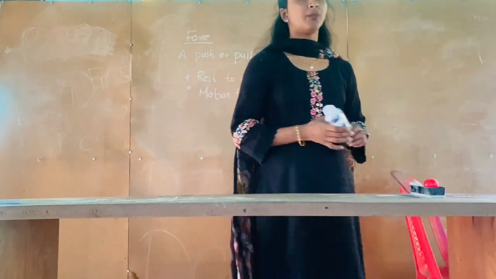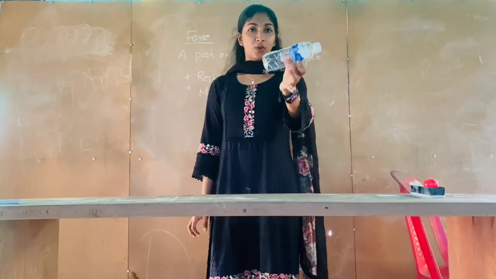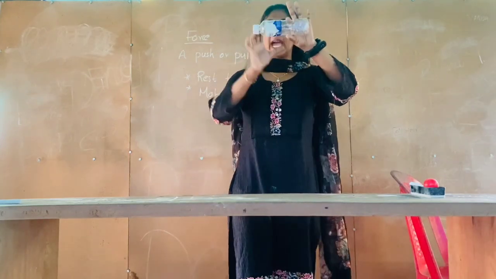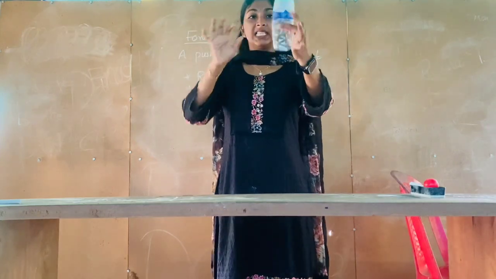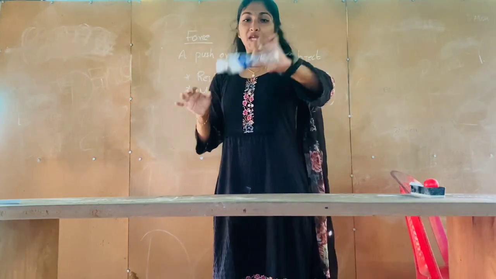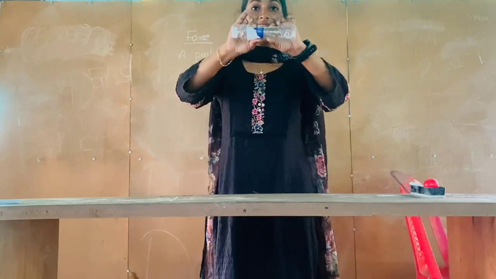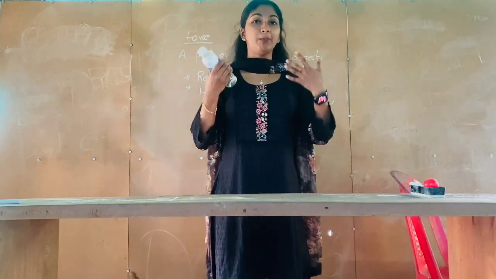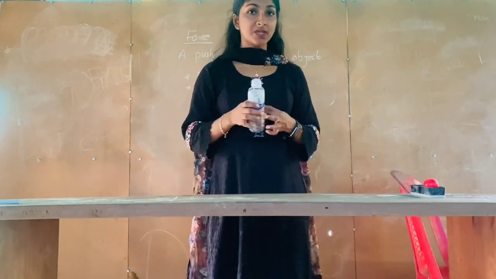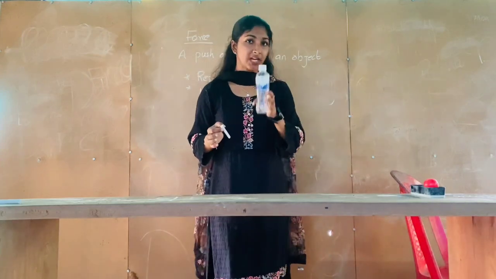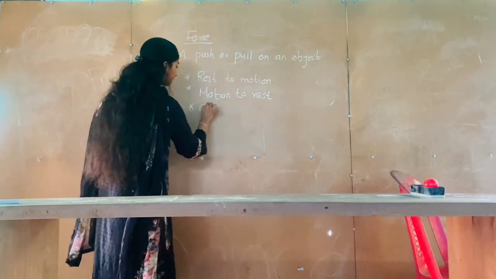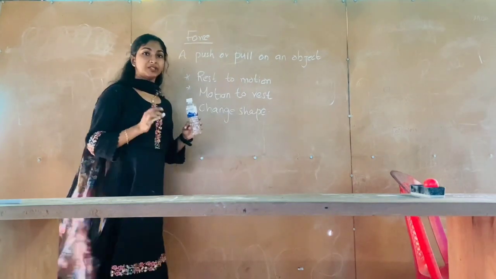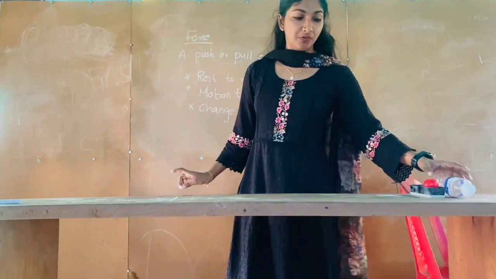The third effect of force is, consider this bottle. Now this bottle has no deformations. If I apply a force on this bottle, the shape of this bottle changes. You can see that the shape of this bottle changes on the application of force. So, on the application of force, we can change the shape of an object. These are the three effects of force.